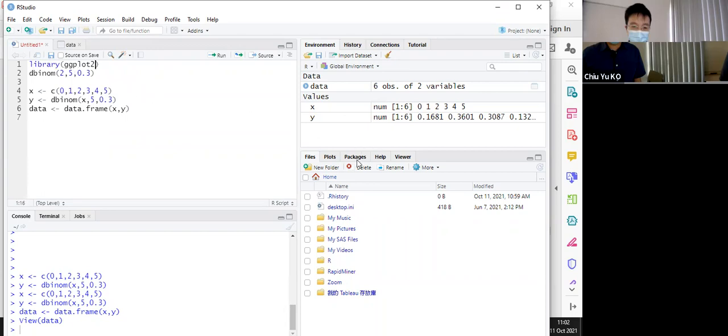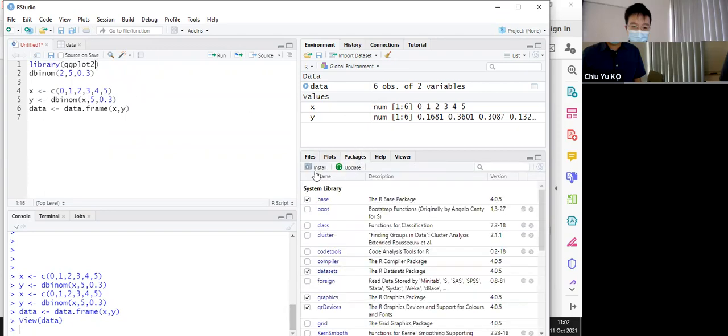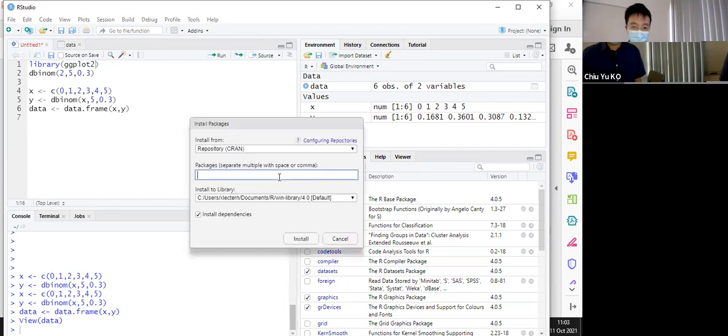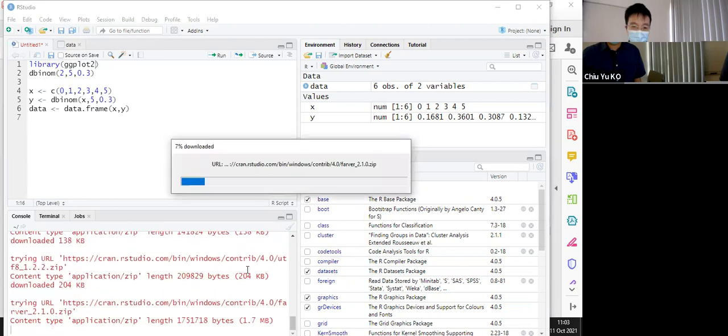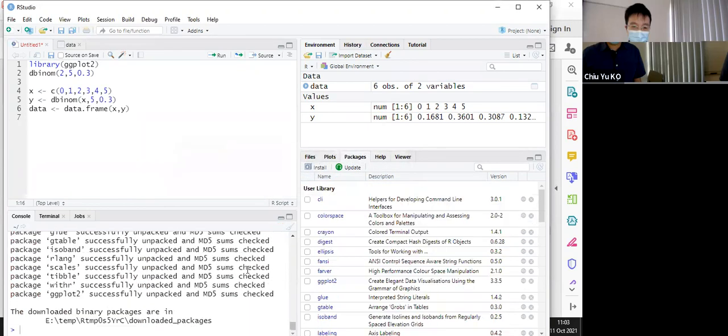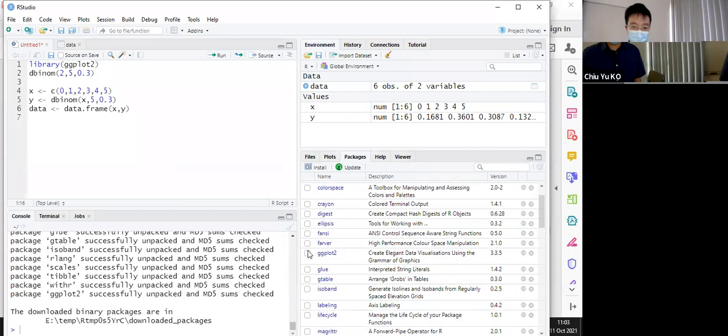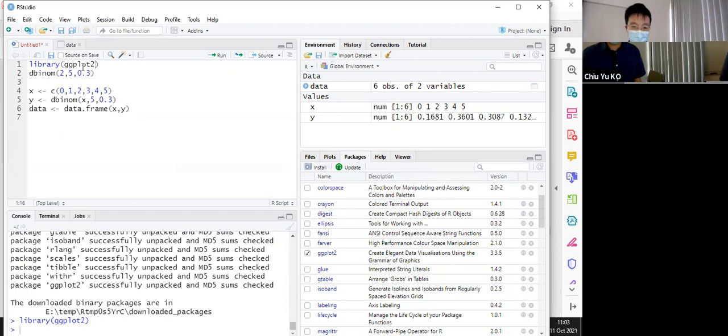ggplot2 has not been installed yet, so go back to here, go to Packages, Install, and we type ggplot2 and install the package. So you should see ggplot2 is here. Either click this one or type it as I said, okay? Is that okay? You install that. Is there a question?